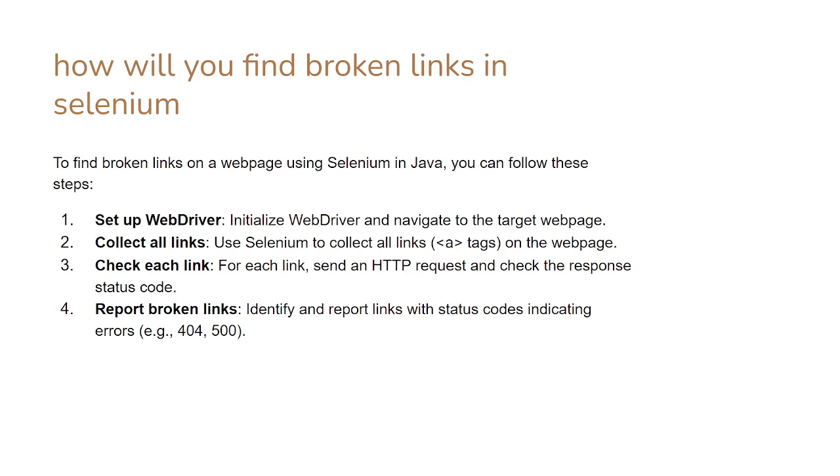Once you get the links in the web page, you can send an HTTP request, or use HTTP URL connection, to check the response and status code. If the status code is not 200, or if it's something else, let's say 404 or 500, then you can conclude that they are broken links. If it's a valid link it should be 200; if it's not a valid link it's 400 or 500.